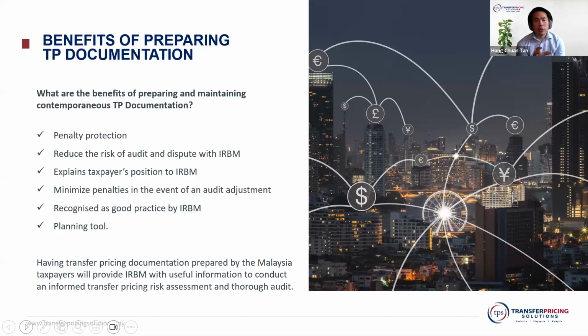Secondly, it reduces the risk of audit and dispute with RIB, right? So here it goes in line with the disclosure in the tax return where you declare, and looking at your RPT forms versus the declaration as well, to sort of prepare the TP documentation at the same time, reduce the risks as well of audit.